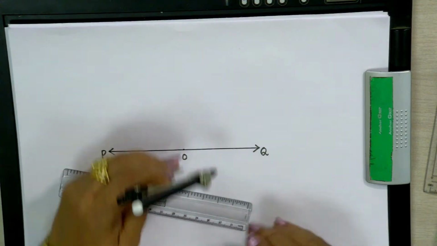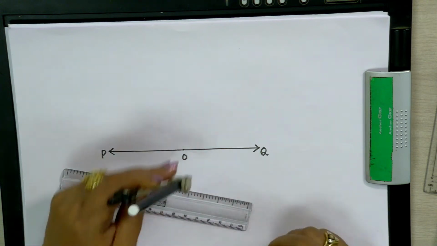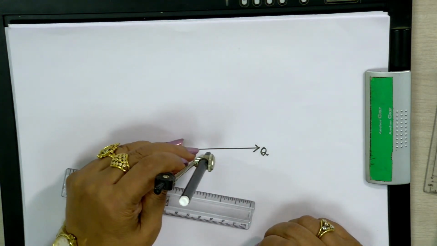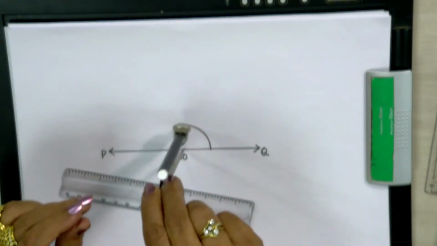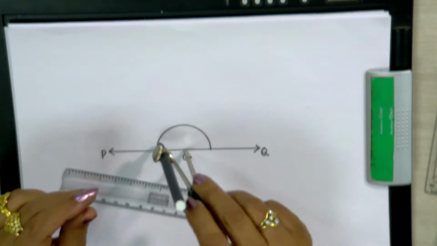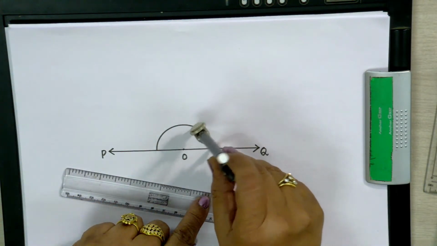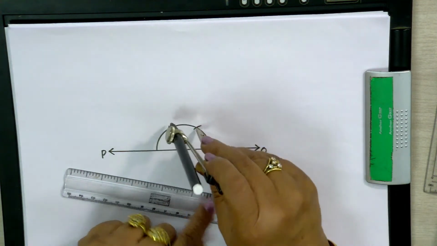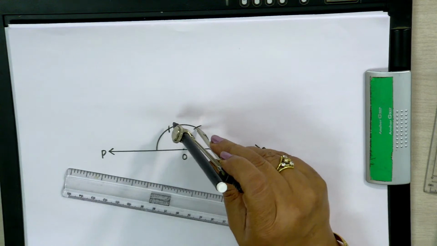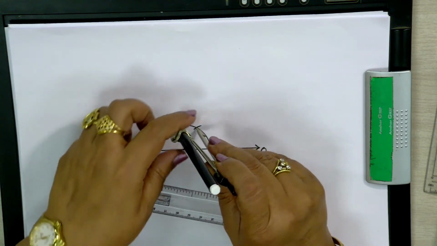Now to make 90 degrees, we take an arc and place it on O, and in this way this is 60 and this is another 60. But 60 plus 30 gives me 90 degrees, right? So I have learned how to bisect the angle. I will use that concept.